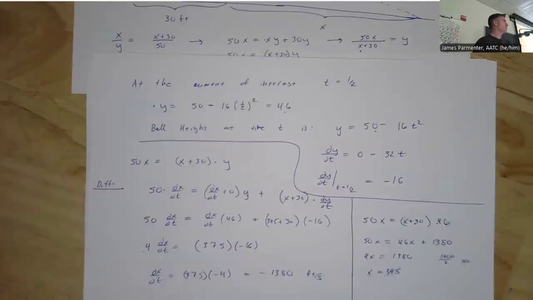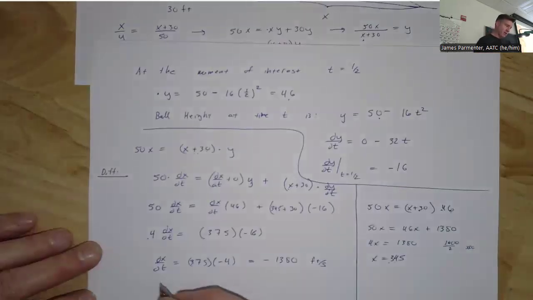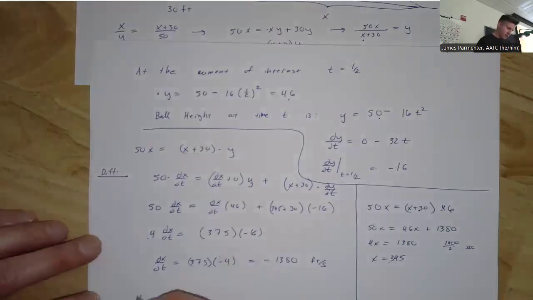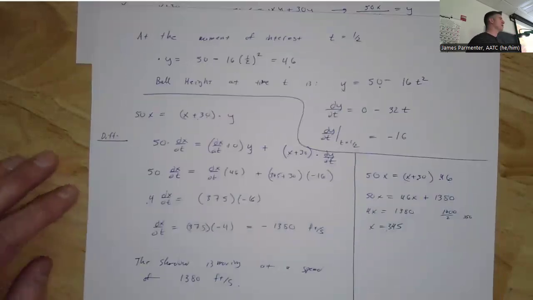Seems real fast. But it's negative, which we knew it should be because x is getting smaller. So if I was writing a final answer, I would say, what's the question asking here? The shadow is moving at a speed of 1,380 feet per second, which I will admit is concerningly large, but I don't think it's wrong.